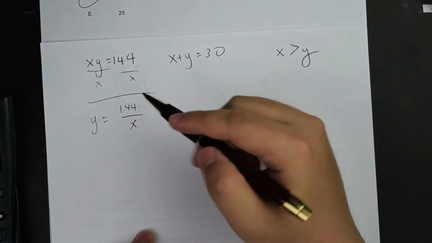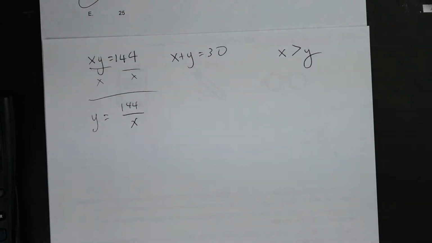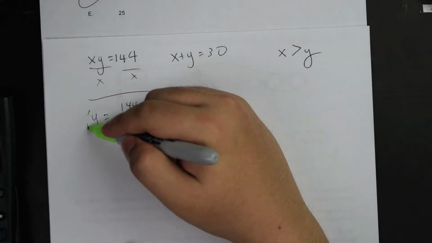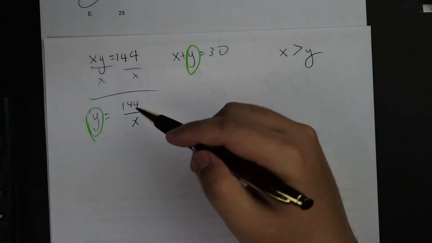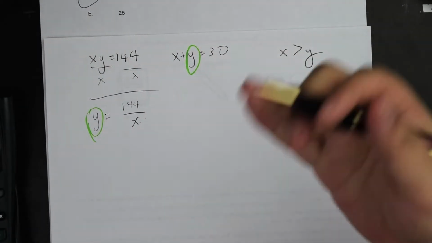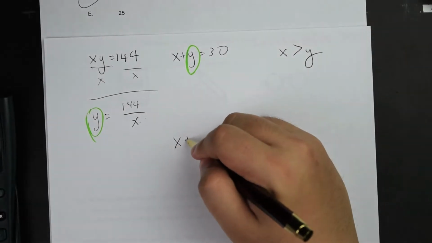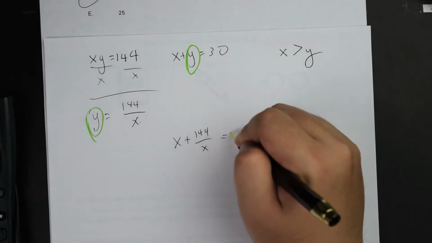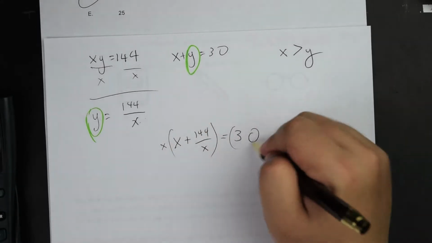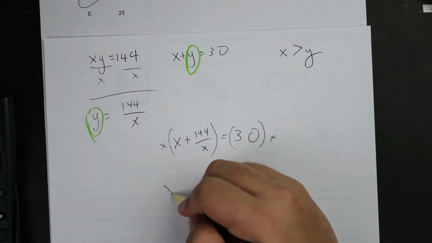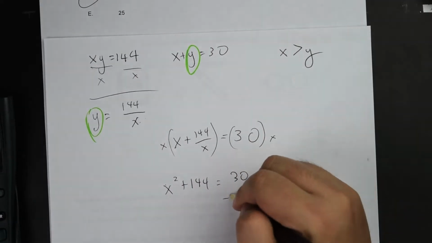And so that means that I can replace this y value with this y. I'm going to use colors right here so that you could follow along. This y and this y, I'm going to replace it with this 144 over x, which is the substitution process. And thus, now my equation says y plus 144 over x equals 30. And then I multiply both sides by x, like this, which will help me eventually get x squared plus 144 equals 30x. And then I subtract the 30x.